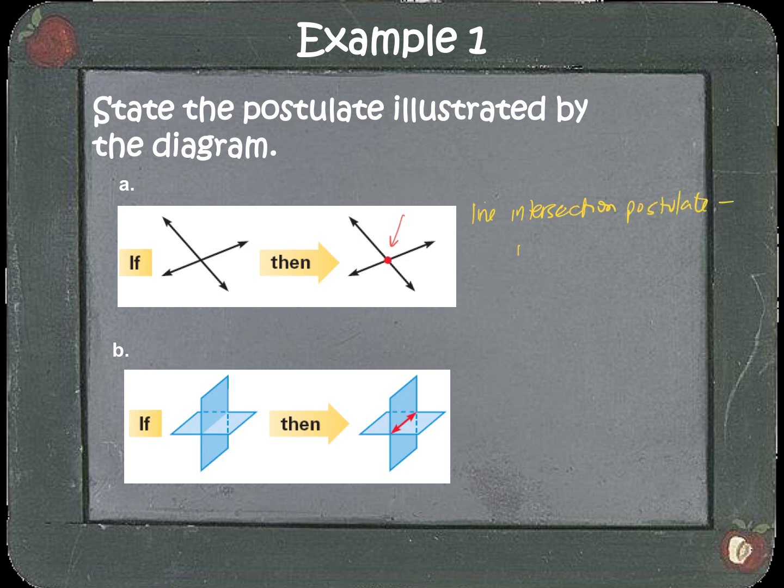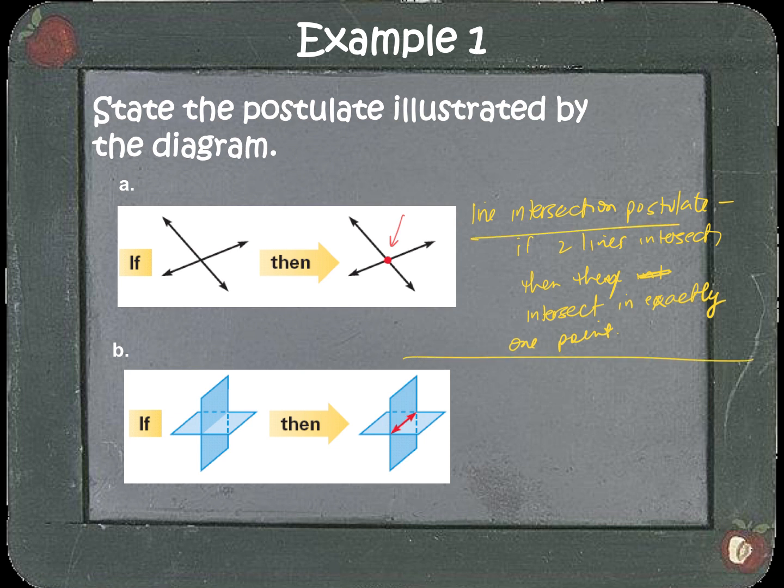What this is saying is if 2 lines intersect, then they intersect in exactly 1 point, or something to that effect. It's basically saying that two lines intersect in a point, and that's what that picture's showing me. The next one is talking about two planes, and it basically says if you have two planes, then, and notice this, they intersect in a line. So this is the plane intersection postulate. If two planes intersect, then they intersect in a line.